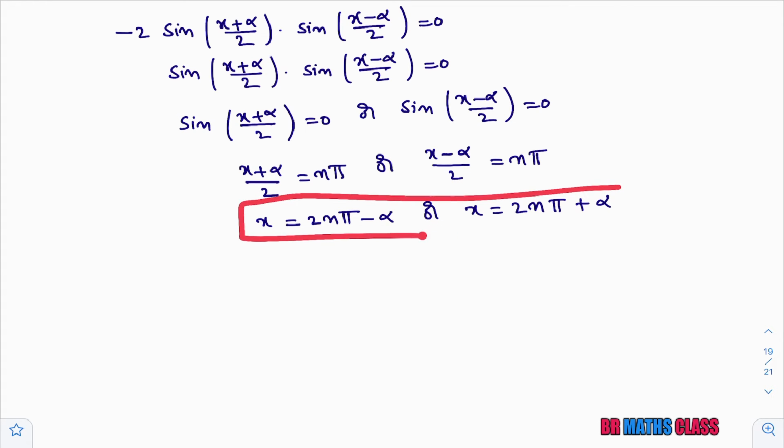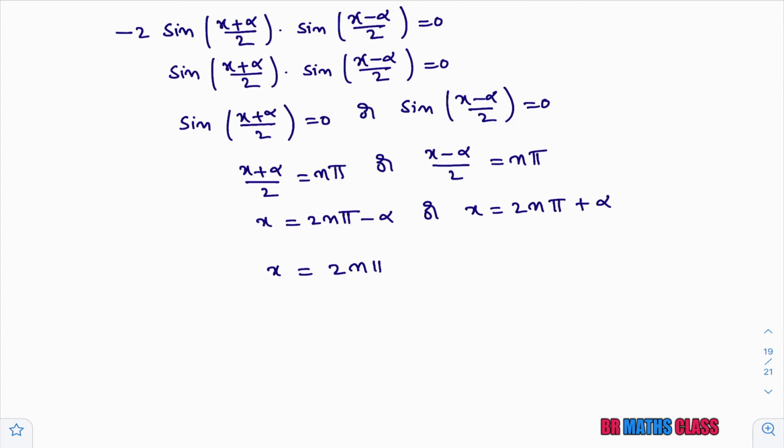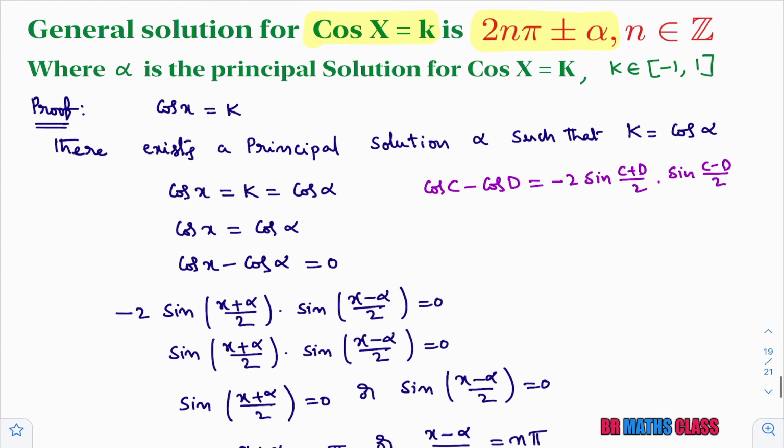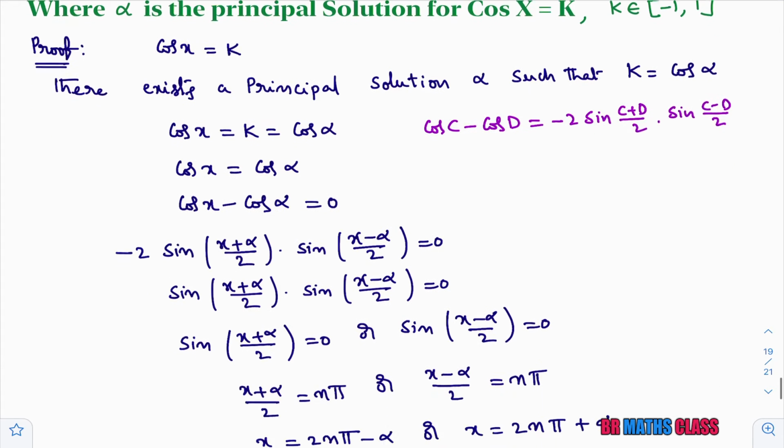This is the general solution for the given trigonometric equation cos x equal to k. Simply this can be written like this, x equal to 2n pi plus or minus alpha. In this formula, n is an integer and alpha is the principal solution for cos x equal to k. So from now onwards, we use this as a formula. You need to memorize this result. General solution for cos x equal to k is 2n pi plus or minus alpha. I hope you understand this result.